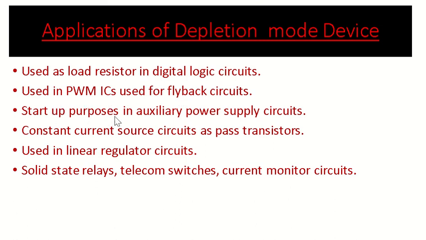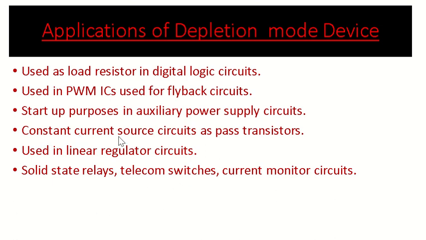Next, startup purposes in auxiliary power supply circuits. Auxiliary means it's a kind of alternate, we can say. An alternate power supply is also very important in any particular circuit operation. So in auxiliary power circuits, this depletion mode device is going to be used for startup, because it will normally be in the on state. If the primary power is lost somehow, then the depletion mode device will definitely be available, and it will provide the supply to the circuitry.